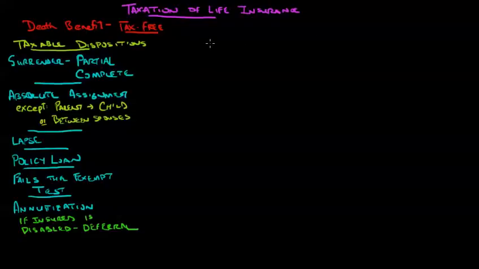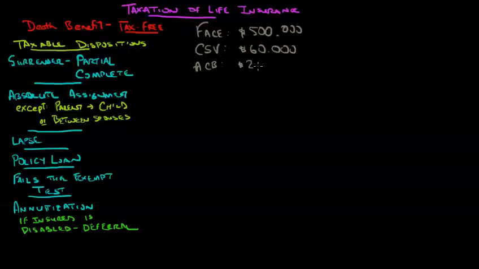Let's now have a look at a common example of a disposition of a life insurance policy. Now, here's the policy we're going to use. We're going to use a policy with a face value of $500,000. It's going to have a cash surrender value of $60,000, and we're going to have an ACB for this policy at $25,000. I'll show you later on how to calculate the ACB. The cash surrender value would just be the amount invested plus any growth, and the face value is how much would be paid if there's a death benefit.